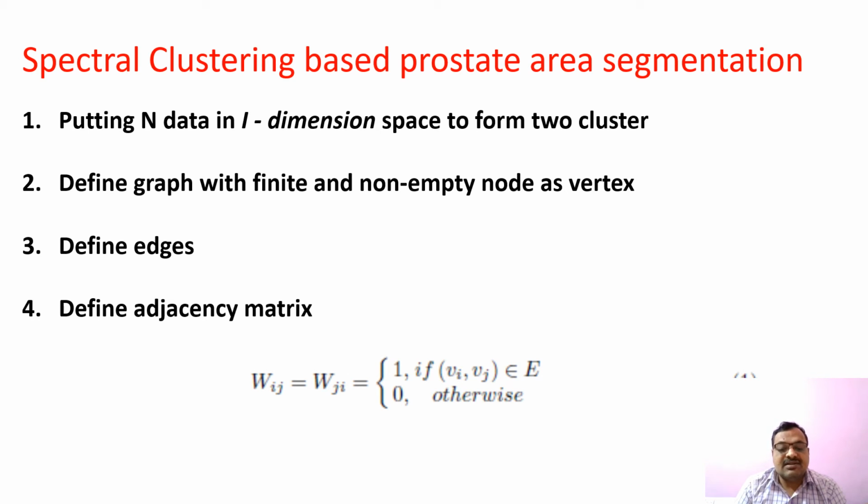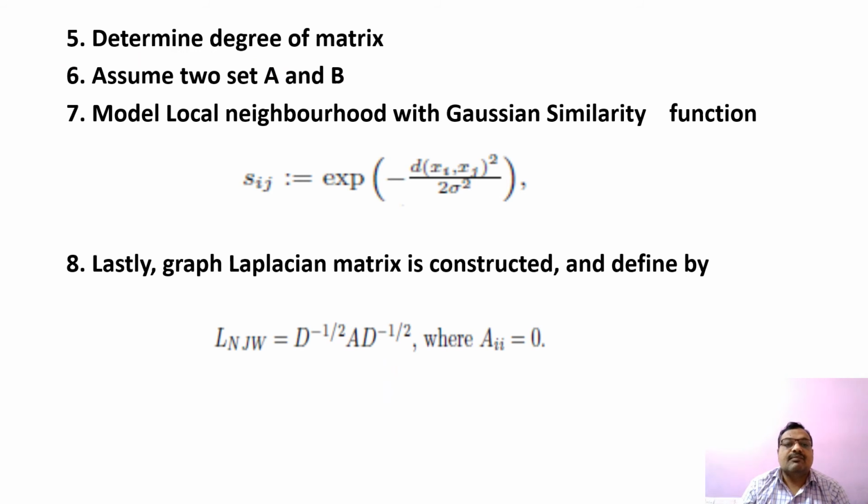So here in the adjacency matrix, Wij is the adjacency matrix, belonging to 0, 1 of n by n dimension, and it represents the edge set. So the edge set is represented as Wij is equal to Wji is equal to 1 if the vertices Vi, Vj belong to E, where E is a set of edges, otherwise 0. After that, determine the degree matrix.